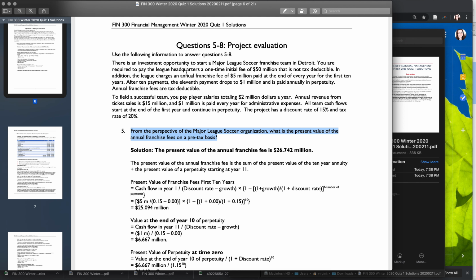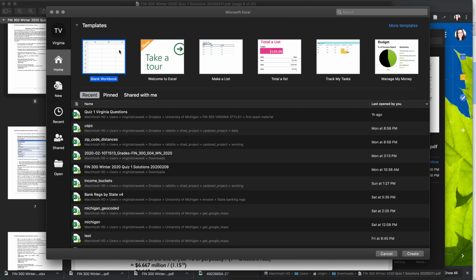So notice that the only thing that goes into this are these three lines: the annual franchise fees on a pre-tax basis. We don't even have to think about any of the other stuff in this problem. Only these numbers are important to us. So let's do a timeline.